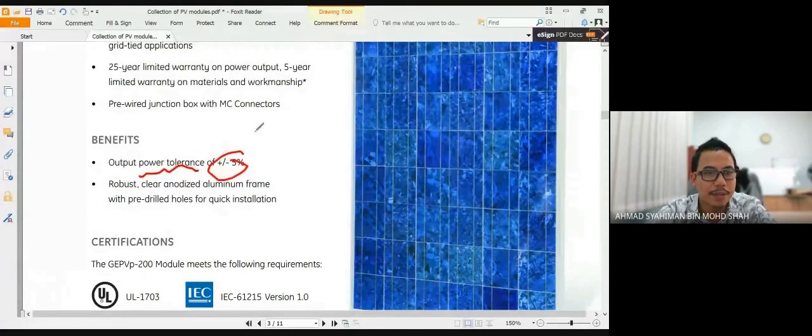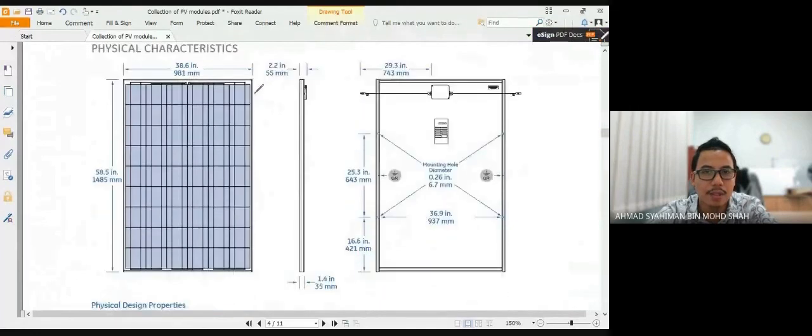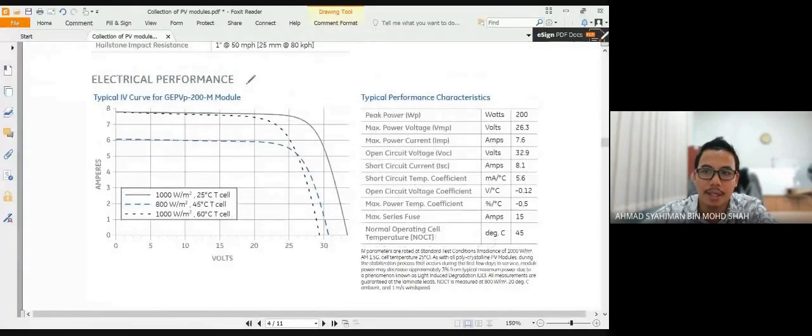Plus minus 5%. Okay. Lepas tu ini ada dimension dia bagi. Lepas tu ni dia bagi apa ni? Dia bagi BMP, IMP, VOC, IC. So ni ada nilai dia lah. Lepas tu dia bagi temperature coefficient. Ni tulis dia macam ni pula. Ini voltage coefficient, temperature coefficient.